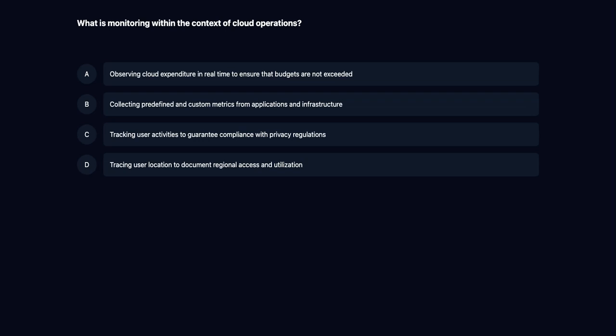What is monitoring within the context of cloud operations? A. Observing cloud expenditure in real time to ensure that budgets are not exceeded. B. Collecting predefined and custom metrics from applications and infrastructure. C. Tracking user activities to guarantee compliance with privacy regulations. D. Tracing user location to document regional access and utilization.